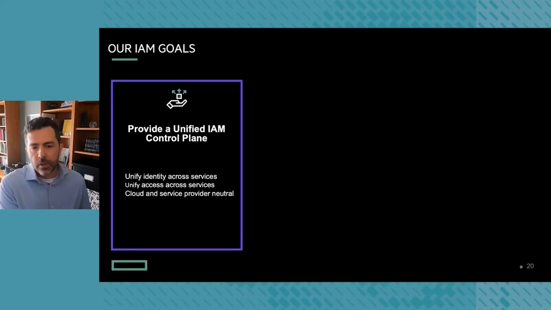Since we knew that IAM was going to be central to our solution, we first needed to start aligning on our goals and our vision for IAM. First of all, we needed to provide a unified IAM control plane. This, of course, means unifying identity and access across services and providers while remaining cloud provider neutral.